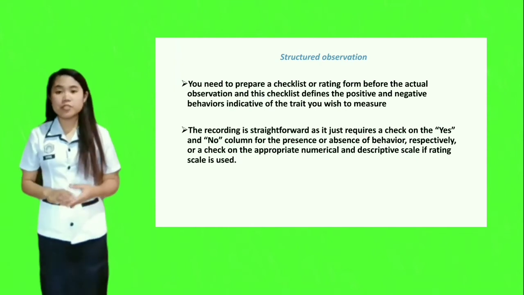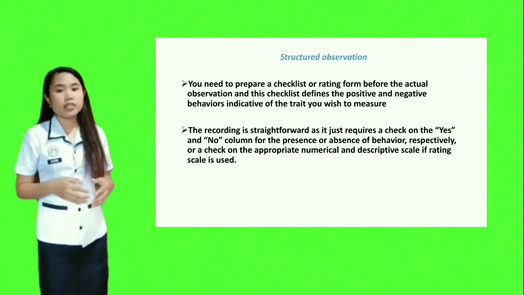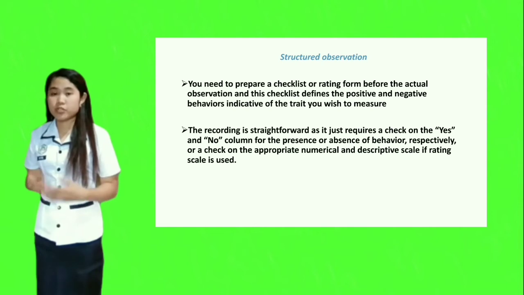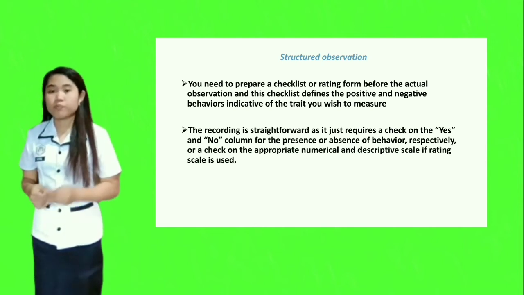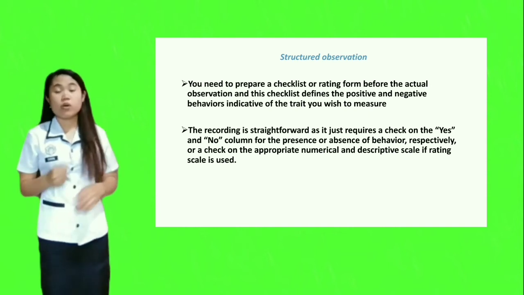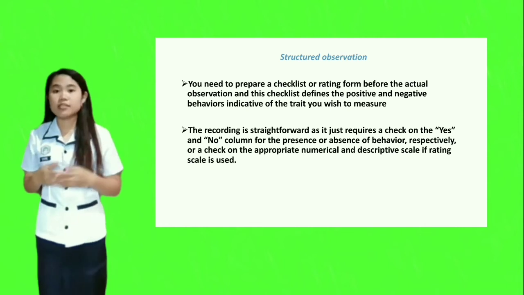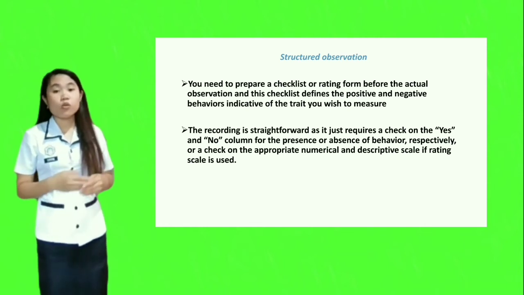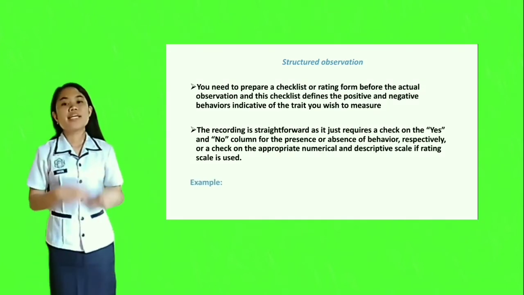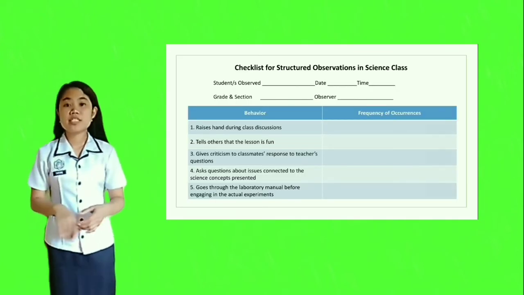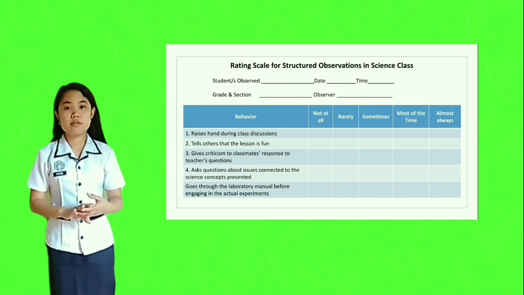So structured observation is the opposite of unstructured observation, because in this, there is a format to follow. It's either a checklist or a rating form. It is planned because the observer already knows what behavior to observe. Here are the examples for structured observation.